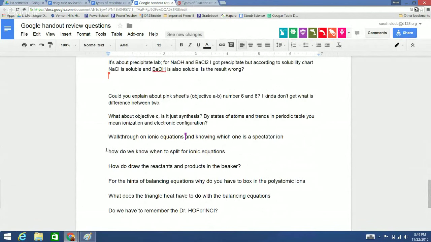How do we know when to split ionic equations? When they're aqueous, you have to split them.